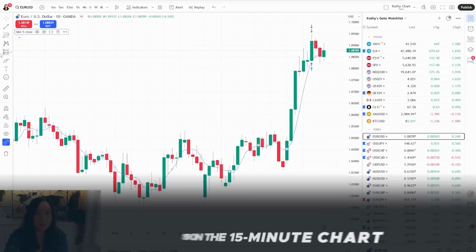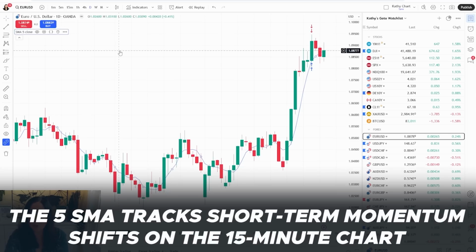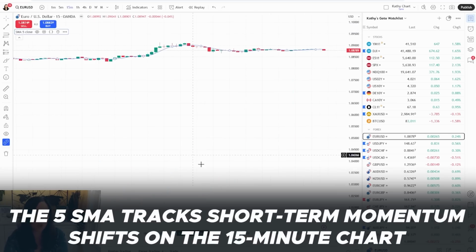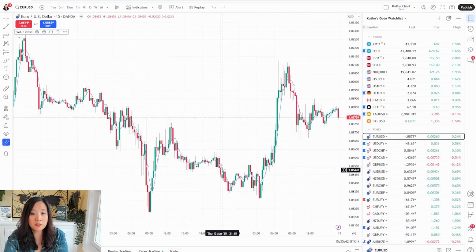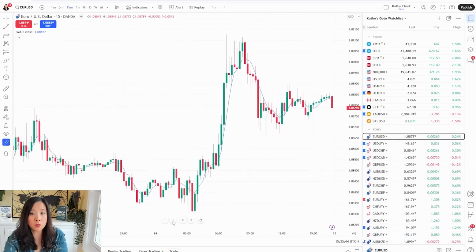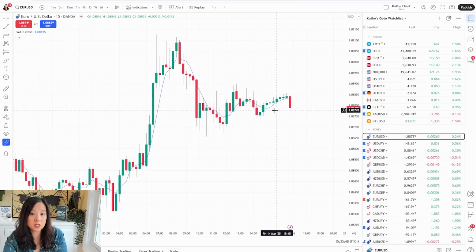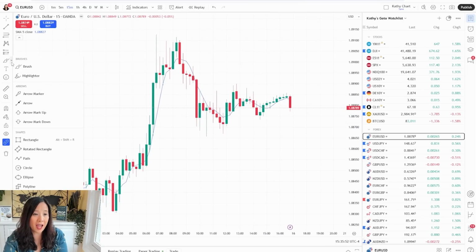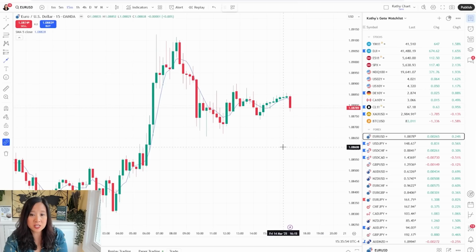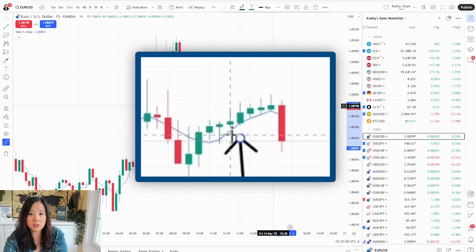As I said, the 5 SMA is a great measure of short-term changes in momentum. One of the charts that you can use it on is the 15-minute chart. So this is a 15-minute chart of the euro, and what you will see is that it is a very important support and resistance level, and perhaps a short-term momentum change. Because if you look at the 5 SMA, you can see that in this whole period here, and these are 5-minute candles, it's 5, 10, 15, 20, 25, 30, 35, 40 minutes.